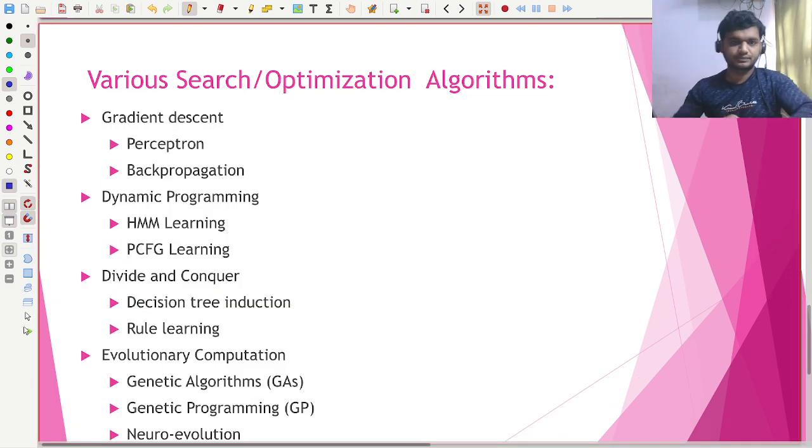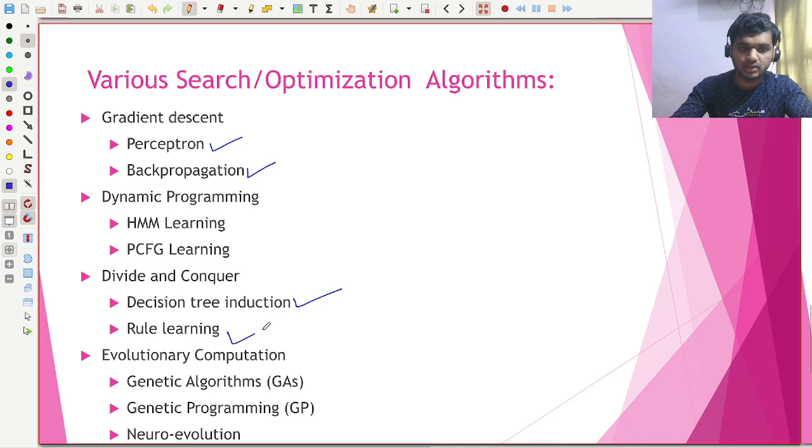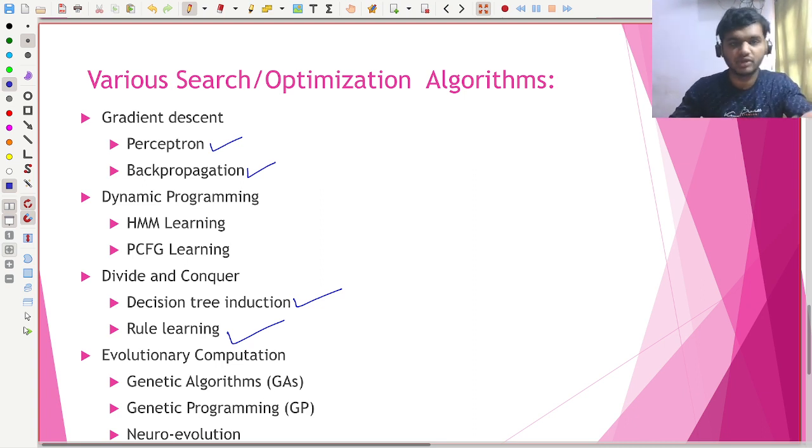After that, various search optimization algorithms will be covered in this course. That is gradient descent. In gradient descent, we'll discuss perceptron, backpropagation, and also types of gradient descent algorithm. Then dynamic programming, HMM learning, PCFG learning. And divide and conquer, decision tree induction will be covered, rule learning will be covered, and some evolutionary computation, that is genetic algorithm, genetic programming, and neuroevolution.